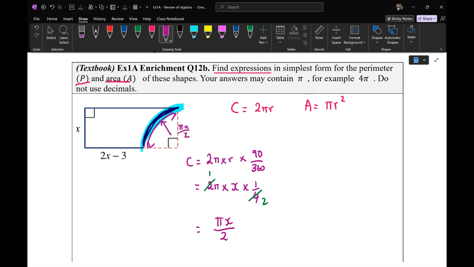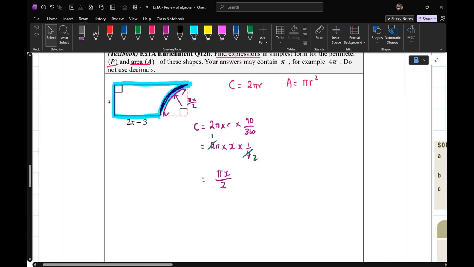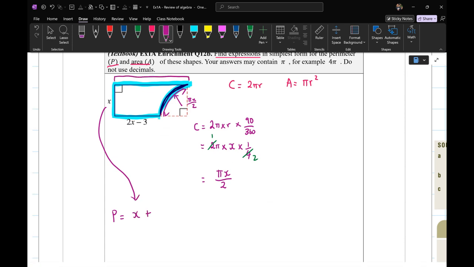Okay? To find the perimeter, we know we have to add all the sides together. So here we already know, or we can figure that one out. We know this side is x, and we know this little length here is 2x minus 3. So let's put it together. The perimeter should equal x plus, how would I find this distance up here? What's the full distance of the length of this rectangle?